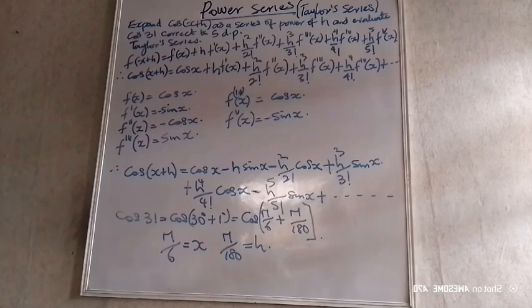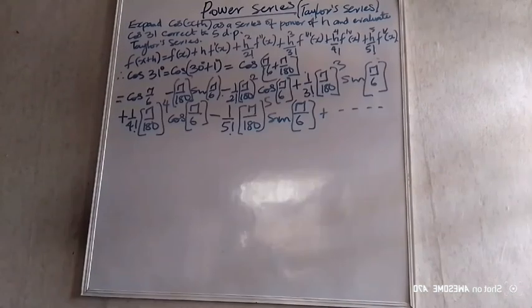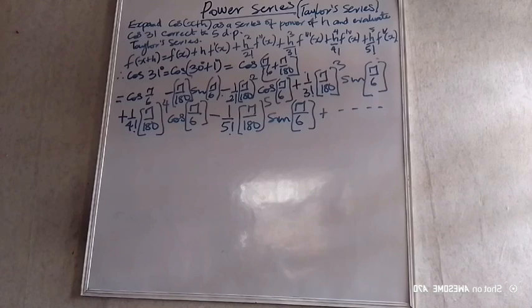Now let's get the expression out. The resulting expression after substitution is cos(pi/6) minus pi/180 multiplied by sin(pi/6), minus 1 over 2 factorial multiplied by (pi/180) squared times cos(pi/6), plus 1 over 3 factorial multiplied by (pi/180) cubed sin(pi/6), plus 1 over 4 factorial multiplied by (pi/180) to the power 4 cos(pi/6), minus 1 over 5 factorial (pi/180) to the power 5 multiplied by sin(pi/6). And let's see what it gives us.